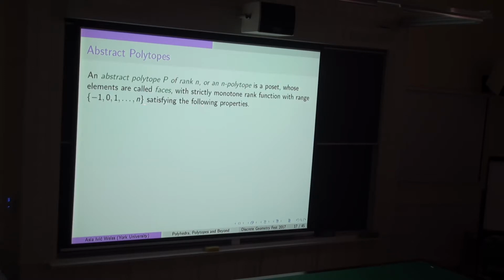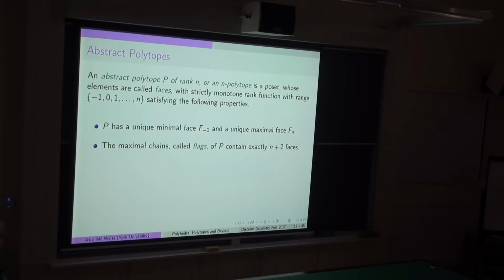It's a partially ordered set whose elements are called faces. It has a strictly monotone rank function which satisfies the following properties. There is a minimal face which you can think of as the empty set, and a unique maximal face, which is the whole polyhedron, so that's a technical thing. The maximal chains, that is the flags of the polytope, always contain exactly n plus 2 faces. It's a strongly flag-connected object, so if you have some sort of a tessellation on a surface, you don't want to have a pinch on that surface. That's what really is the consequence of being strongly flag-connected.